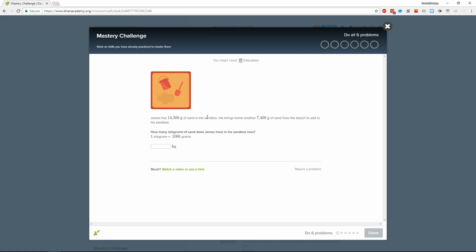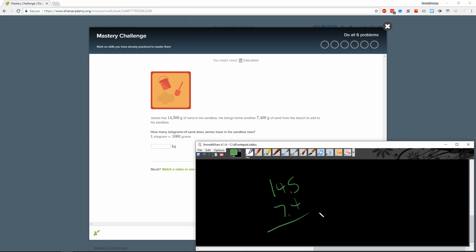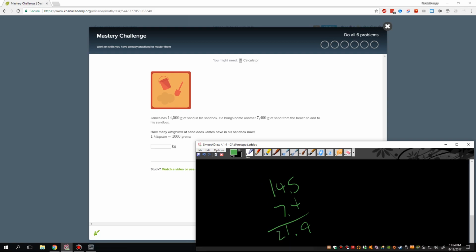This dude has this much sand. He brings home another sand to a sandbox. How many kilograms does he have? Let's see, 14.5 plus 7.4. That's 9, and then that's 1, 2, 21.9.